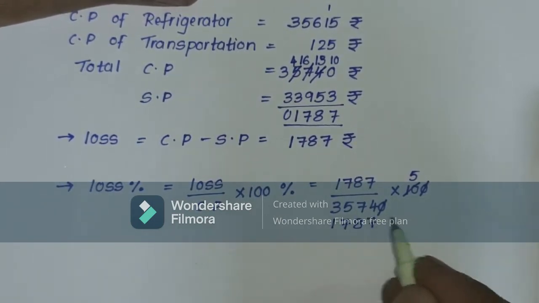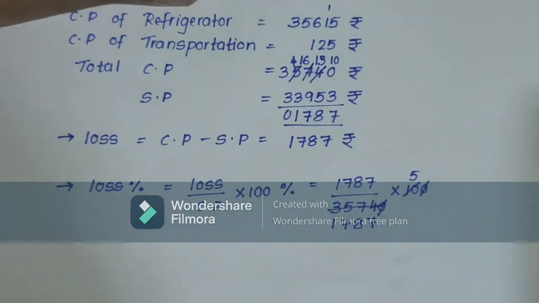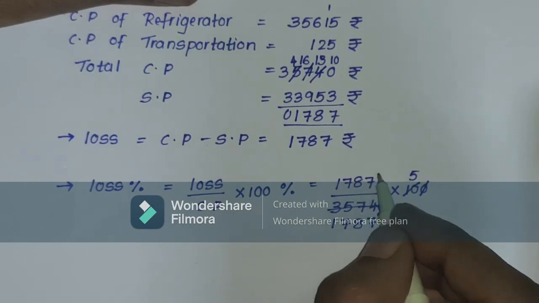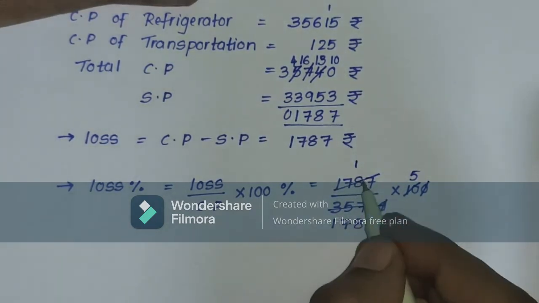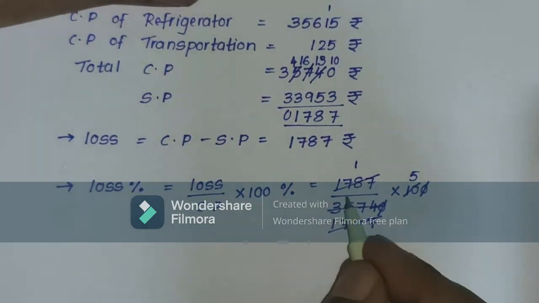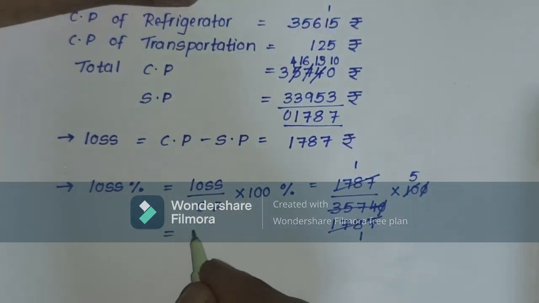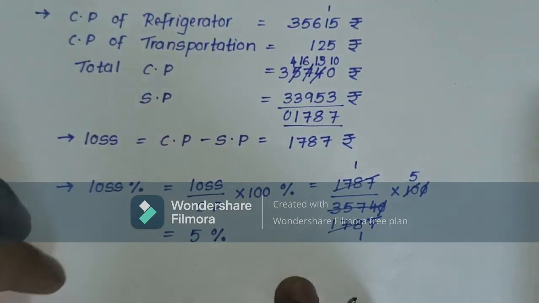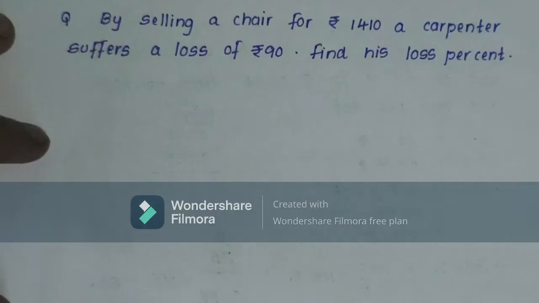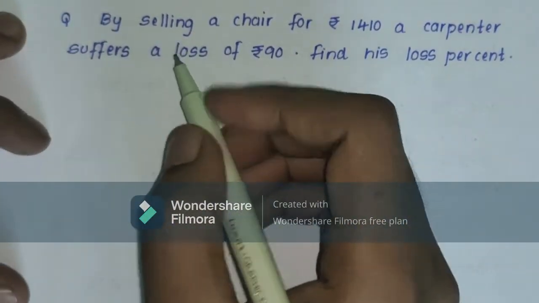That means 2 7s are 14. This is how we are going to cancel this. Now, student, we can say that 7 can be cancelled one time in the numerator and one time in the denominator. That means our final answer is 5%. So the loss percent is how much? 5%. So student, please read the next question.